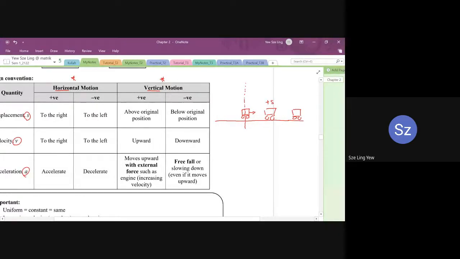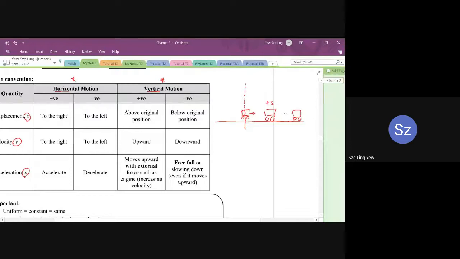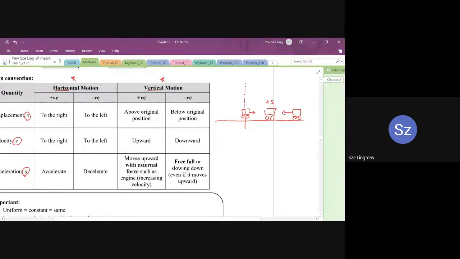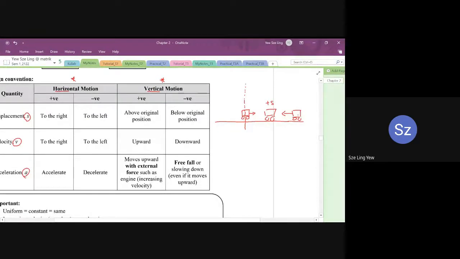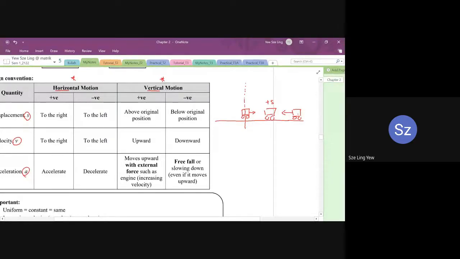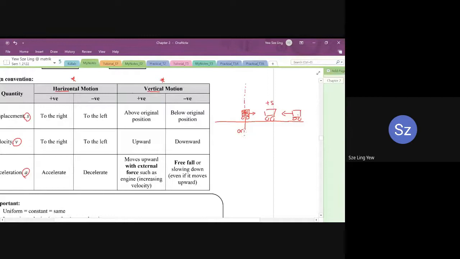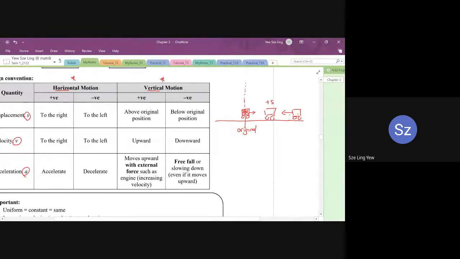But what if my object is turning back here? Now it makes a U-turn. It wants to go back. Because this object is still located on the right-hand side of the original position, even though it's moving to the left, it is still positive S. That is because of the location.